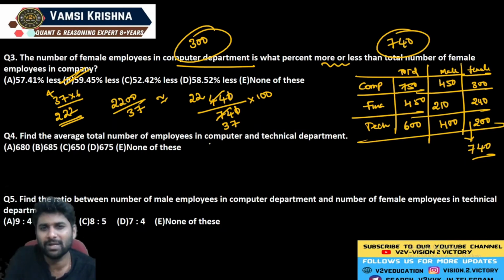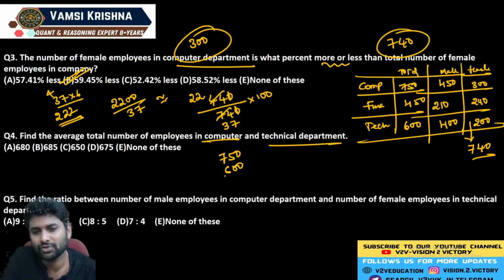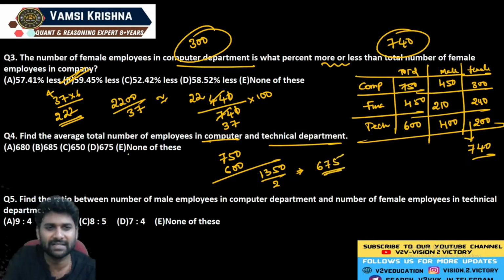Now, find the average total number of employees in the computer and technical departments. See, computer, how many are there? It's 750, right? And what about the technical? 600. So the total value is 1350, which is divided by 2. 6 times, 7 times, 5 times. It's 675.